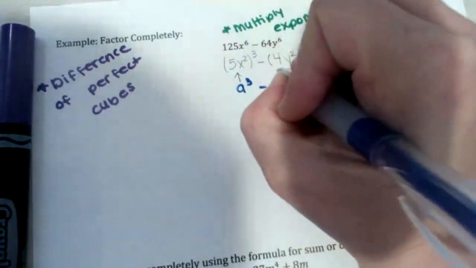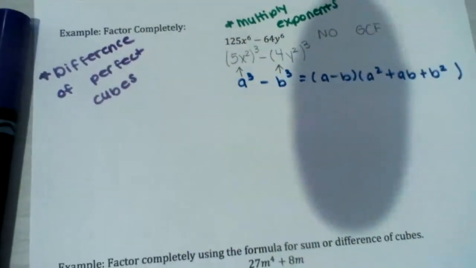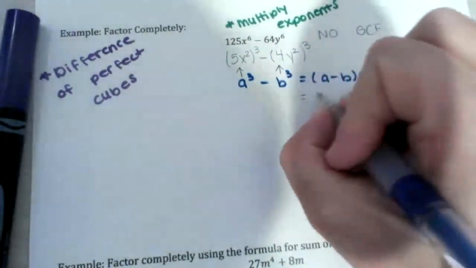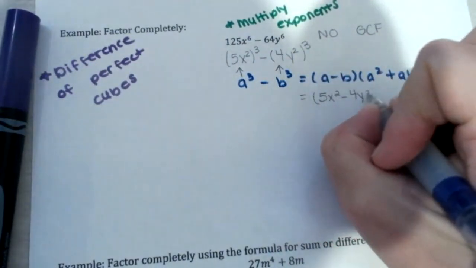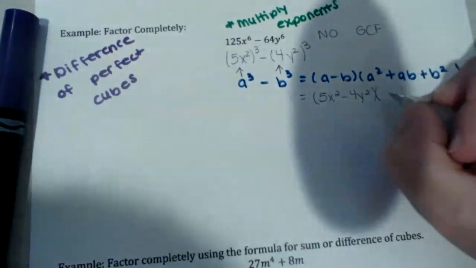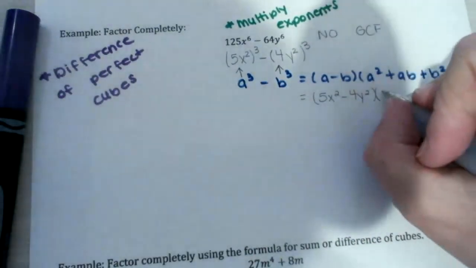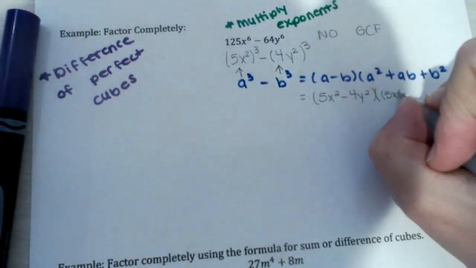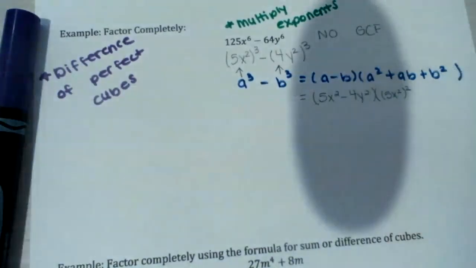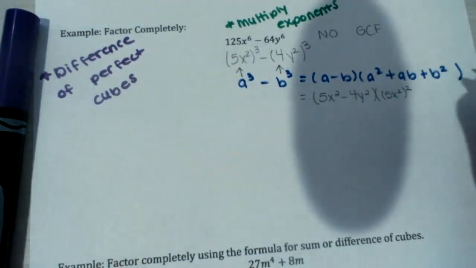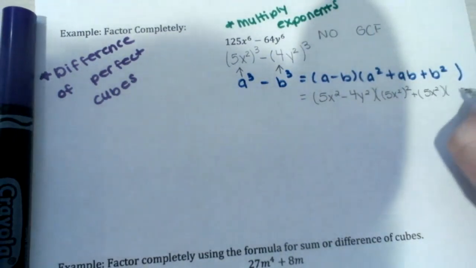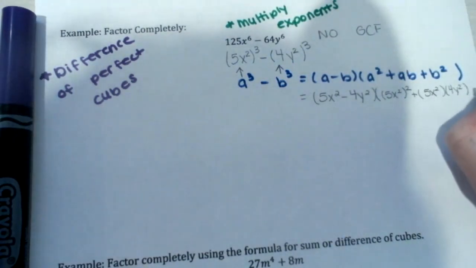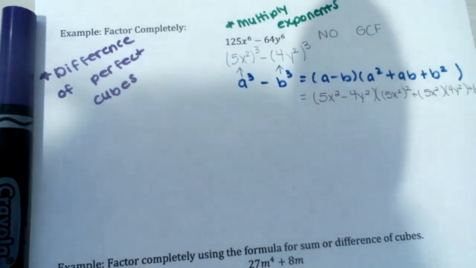So wherever we see an a, we're going to put in 5x squared. Wherever we see a b, we're going to put in 4y squared. So we have a, which is 5x squared, minus b, which is 4y squared, times a, which is, make sure you put parentheses here, 5x squared squared, because you're squaring the 5 and you're squaring the x squared, plus a, which is 5x squared, times b, which is 4y squared, plus b, which is 4y.